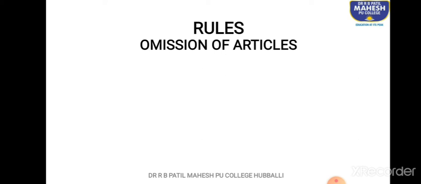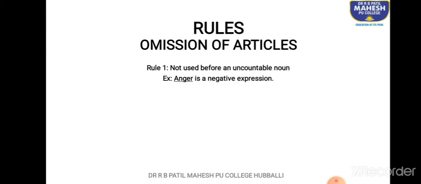Let us get to know when we should not use an article. Omission of articles is what it is called. Rule number 1: not used before an uncountable noun. Article is not used before an uncountable noun. For example, anger: it can neither be measured nor counted. Anger is a negative expression. So anger here is an uncountable noun.